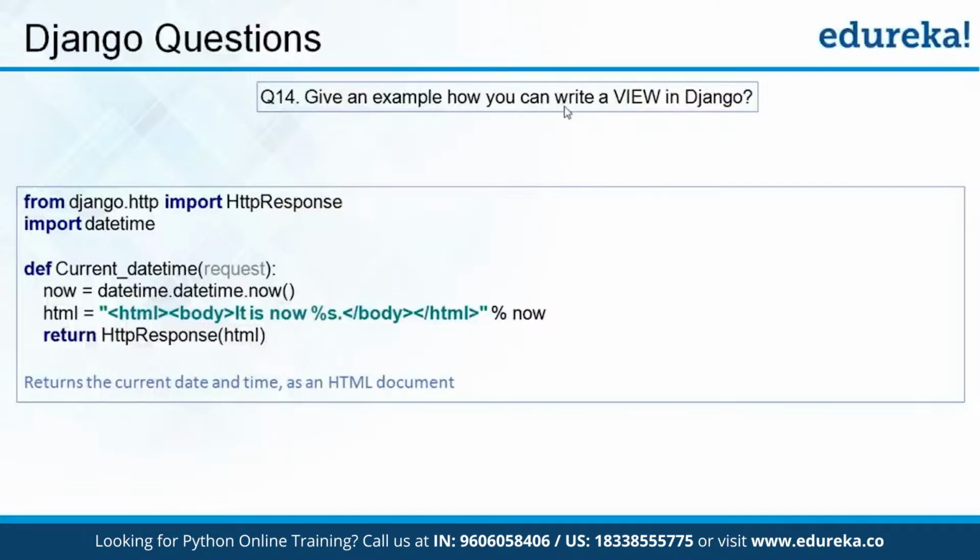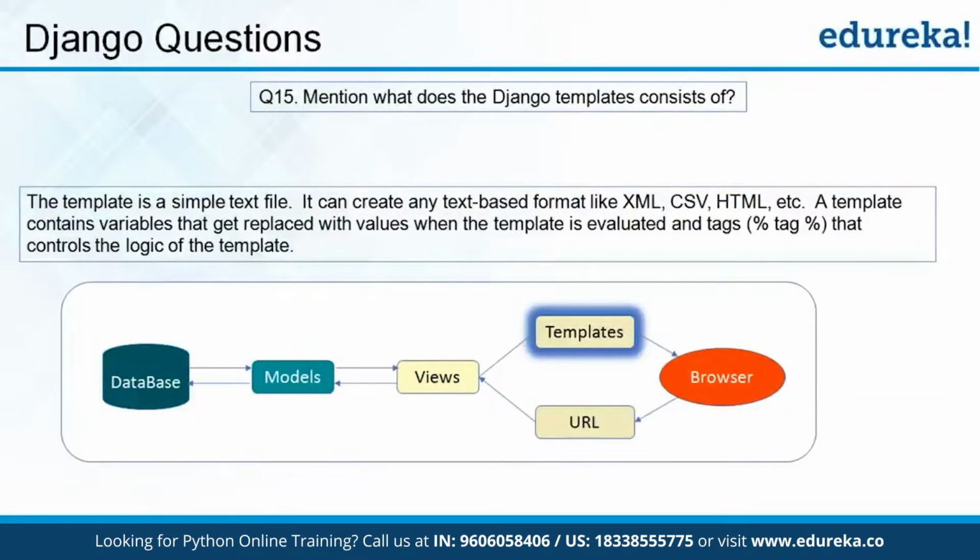So what does a Django template consist of? So it is a simple text file, as I showed you. It can be of XML type, CSV type, HTML type, and a number of other types as well. It can contain variables like I just showed you earlier, my title, my body. It can be replaced by various values when the template is evaluated, and the tags as well. You can change the tag information that controls the logic of the template.